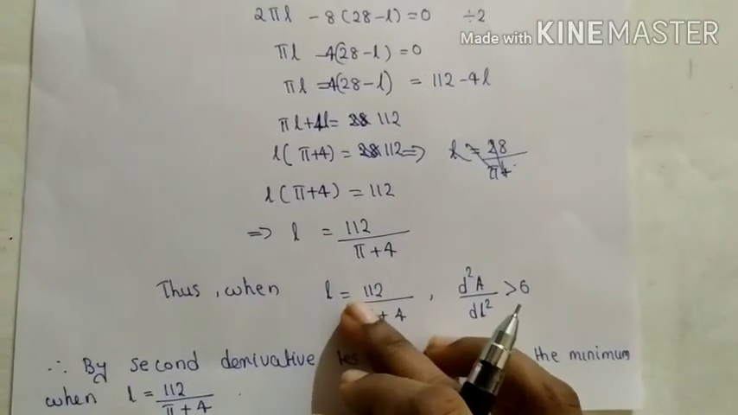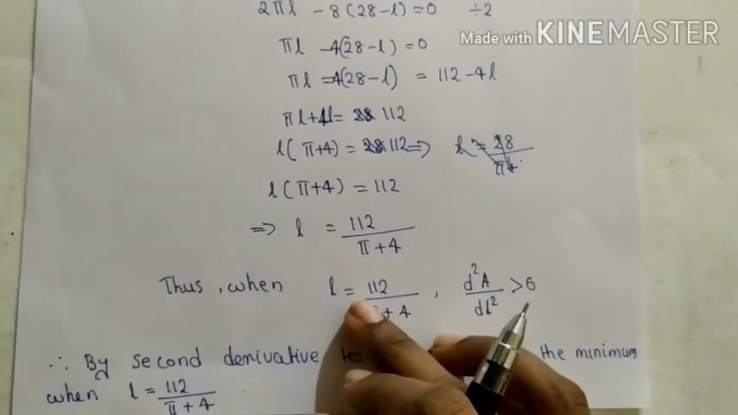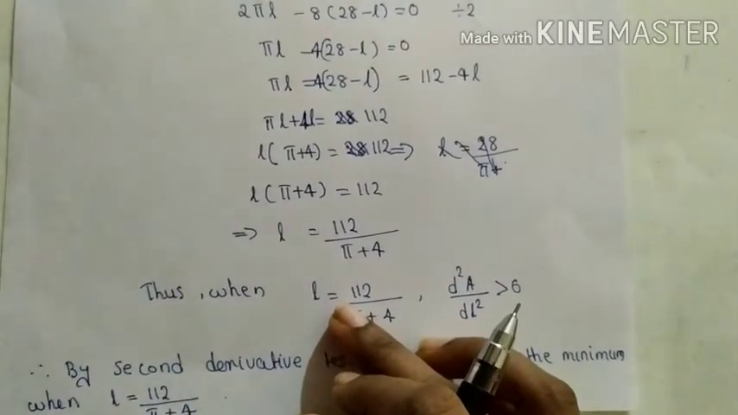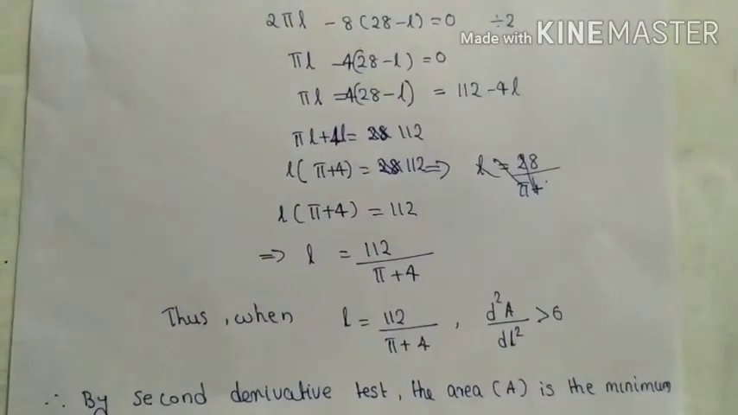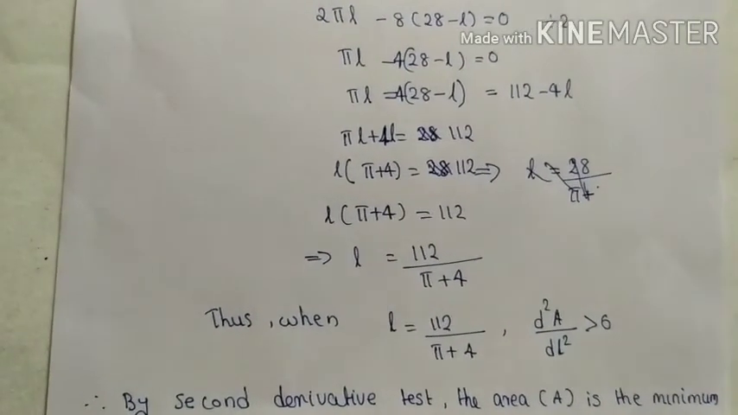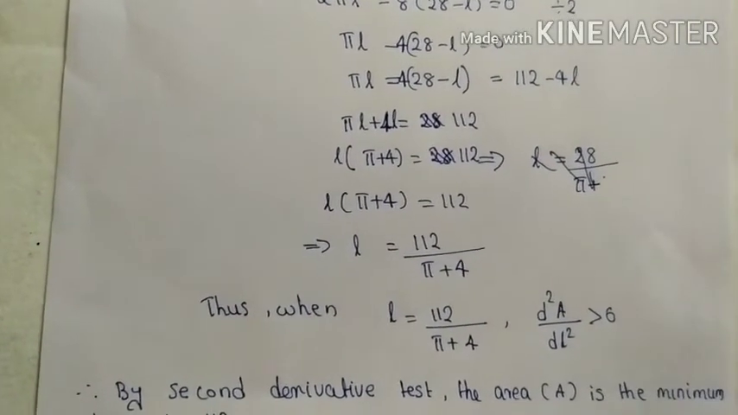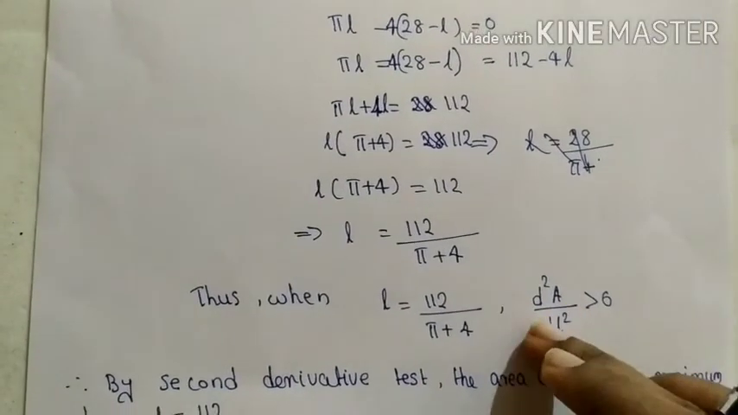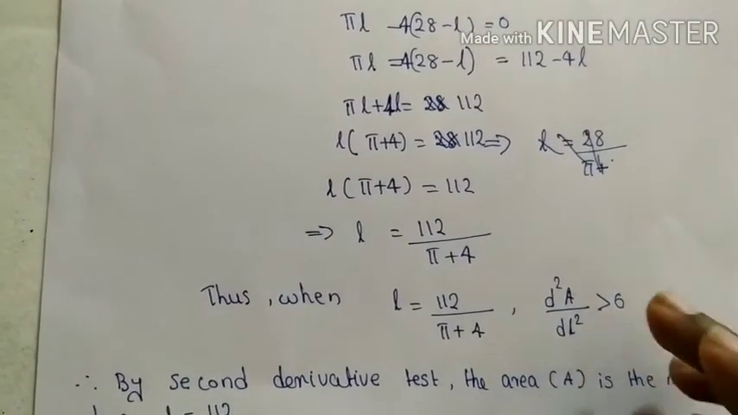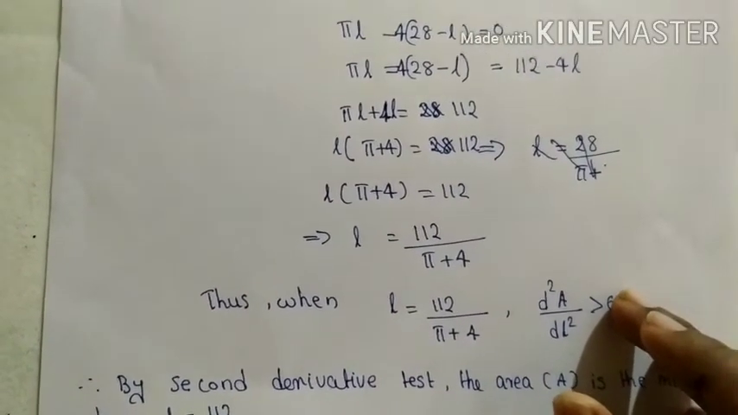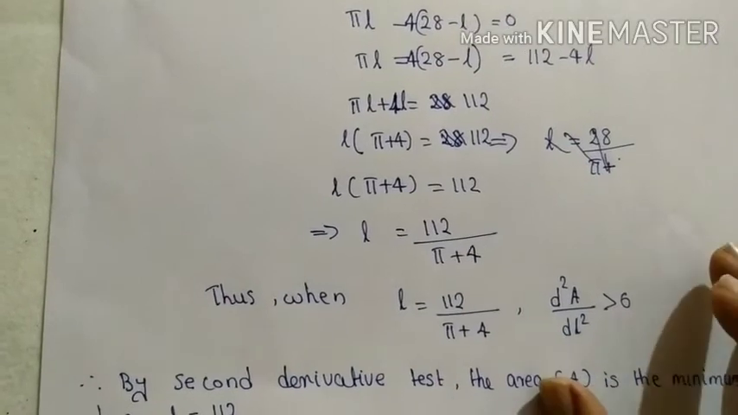Don't forget that L is the length of the piece we cut from the wire of 28 meters to make a square. Next we need to find the length of the other piece of wire, to be made into a circle, whose length is 28 minus L.